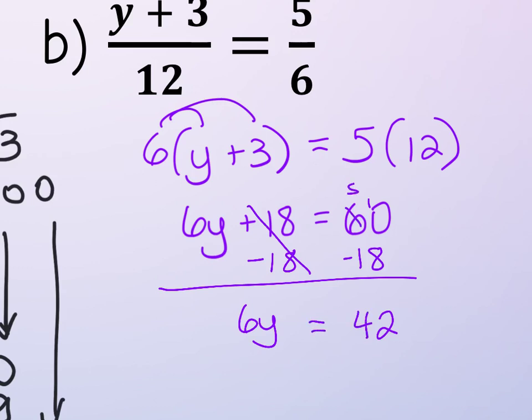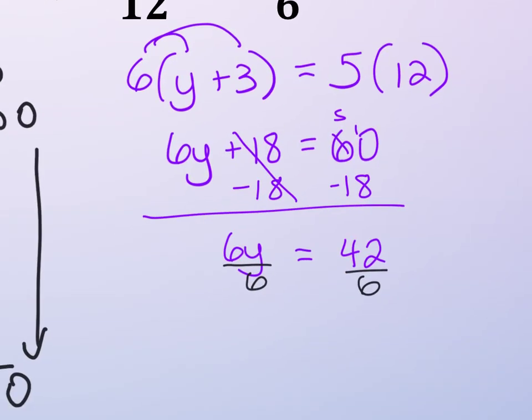Y equals 42. 42 divided by 6 is 7. Good.